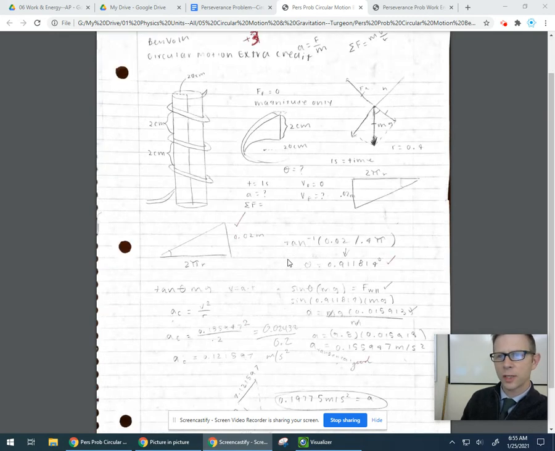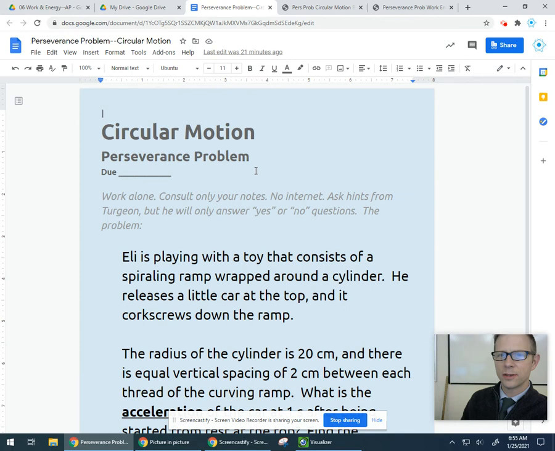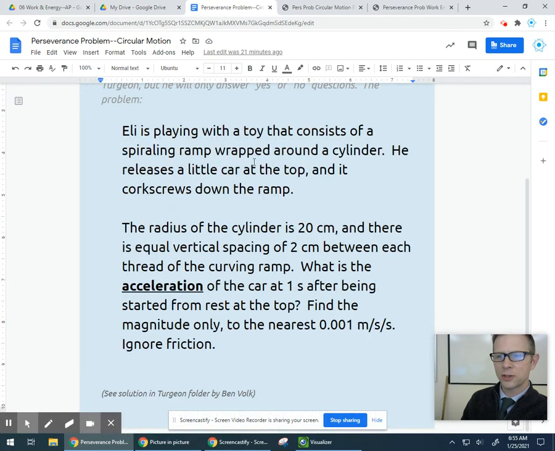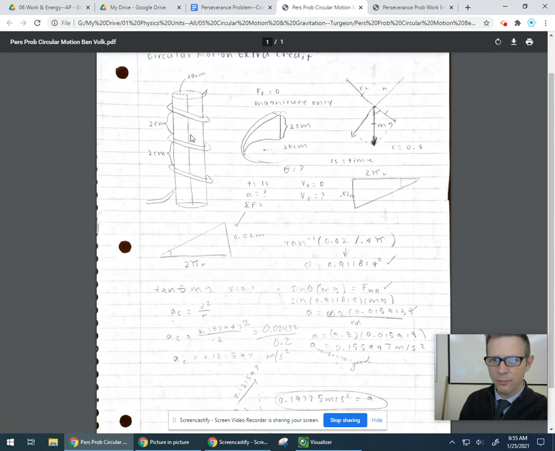Here is the work of a previous student solving the circular motion perseverance problem. It's going to be a little bit hard to follow, but I'll give you the basic idea. The key was realizing that as this thing descended, and you can pause it and check this out. Here's the original problem. But as this thing descended the spiral, you can sort of think of unraveling that spiral and think of it as an inclined plane. And that thing is going to gain speed along the inclined plane.